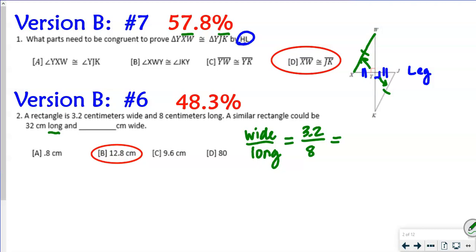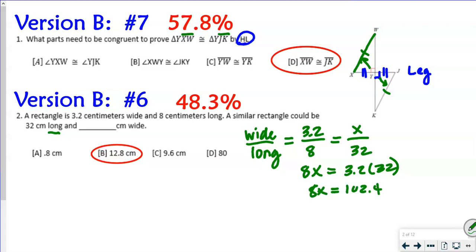So that 32 goes to the bottom, and this is probably the mistake that most of y'all made. And then we're looking for what? We're looking for the width, right? So we're going to cross multiply, so that's going to be 8x is equal to 3.2 times 32. And when we do 3.2 times 32, we get 8x is equal to 102.4. Then we're going to divide both sides by 8. So x is equal to 12.8 centimeters, right?